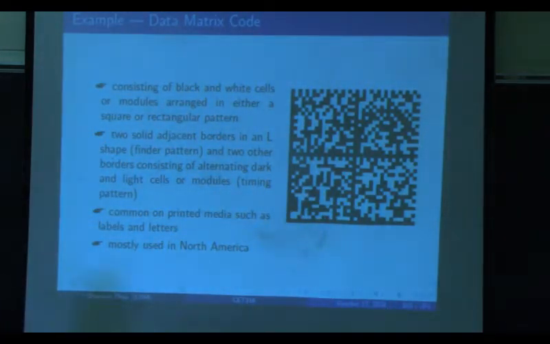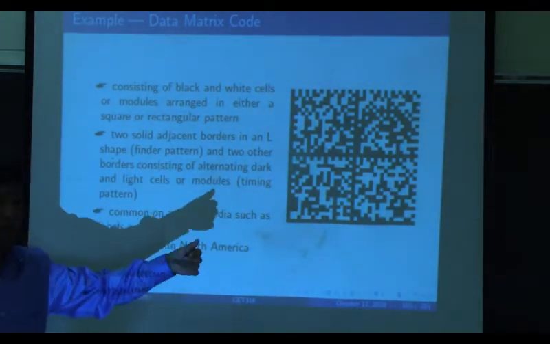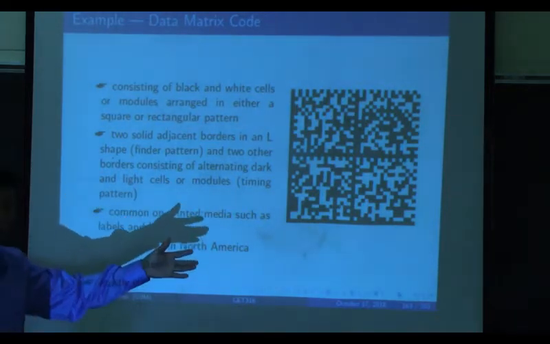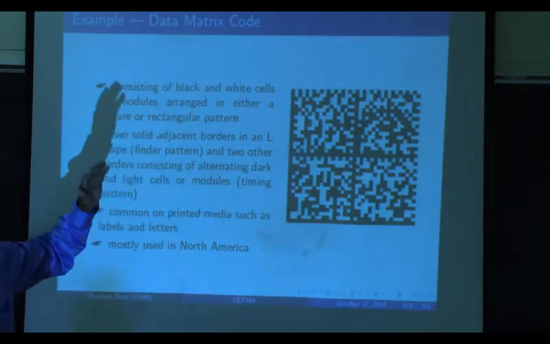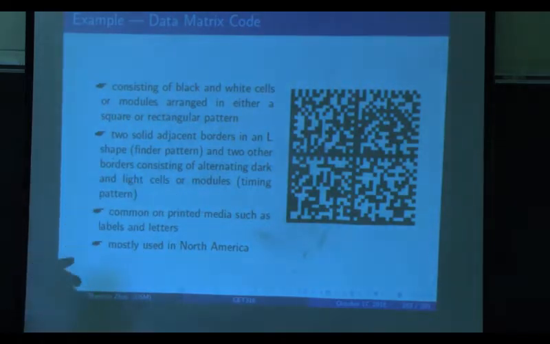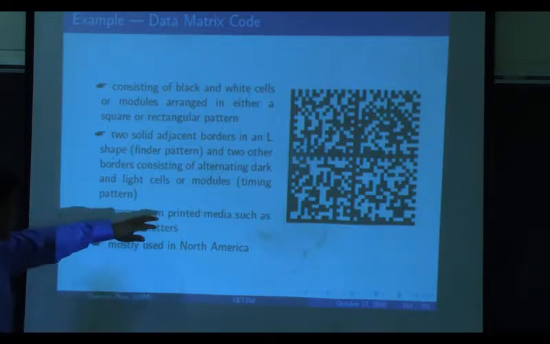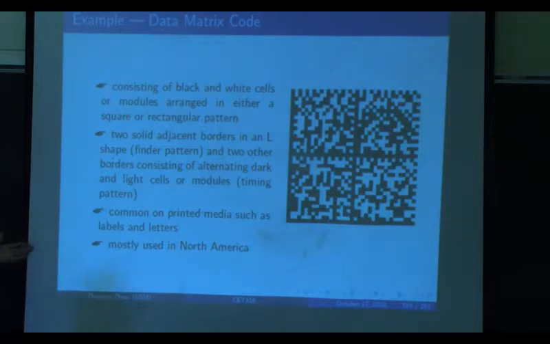So if you want to implement some device to read the code here, then you need to consider all this. Write everything in the code, then you can read this data matrix code. Common on printed media such as labels and letters, mostly used in North America.